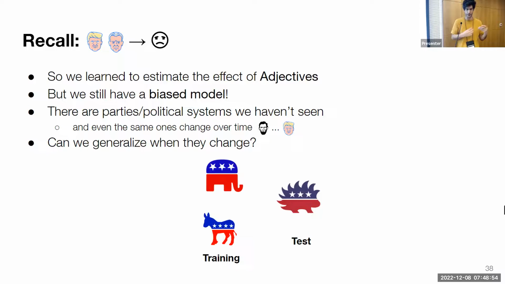If we recall our same sentiment analysis example, we have successfully estimated the causal effect of adjectives on our classifier. But we still have a biased model. We still have a model that is using adjectives or not using adjectives for predictions. And also, there are parties in political systems that we have never seen. Our data set is bounded by our ability to gather and clean the data. There's stuff that we haven't seen, also stuff that did not exist when we were training the model. Even the same party that we're observing could change over time. It could change beliefs and stuff like that.